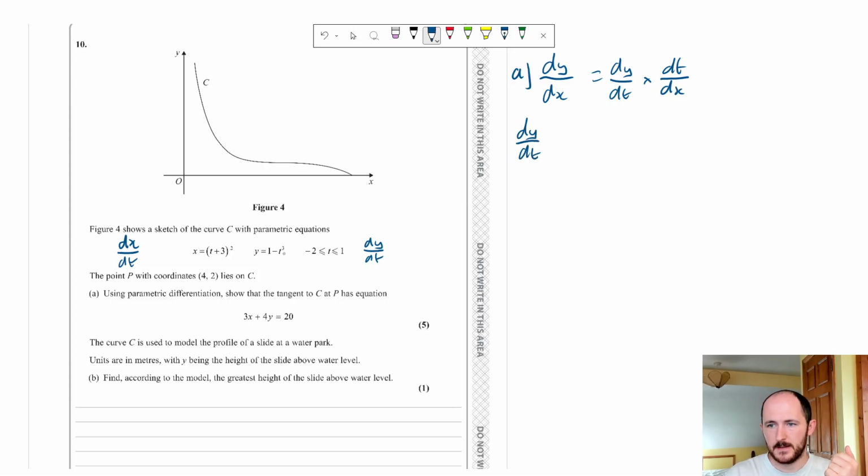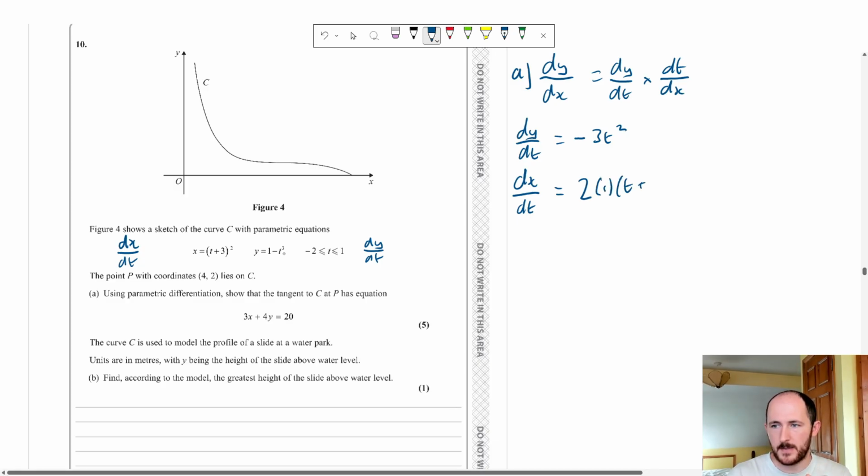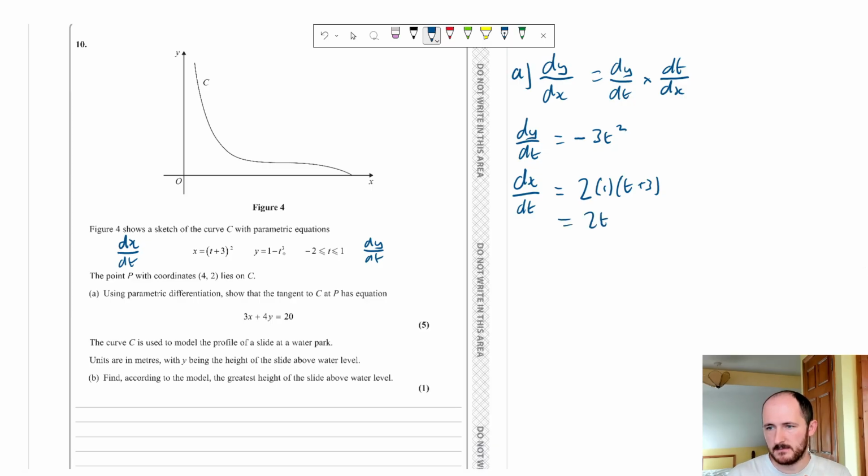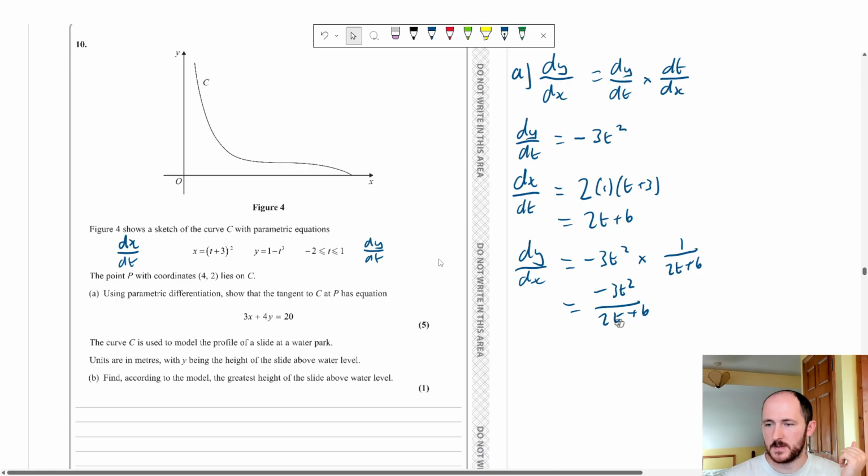So dy by dt is equal to just 0 minus 3t squared, and dx by dt is, so it's the chain rule, so you bring the power forward, differential of the inside, so that would just be 1, then times by the same thing again, but with 1 less of a power. We might as well just expand that. And that means dy by dx is the same as just minus 3t squared times 1 over 2t plus 6, which is the same as just minus 3t squared over 2t plus 6. Not too bad, right?